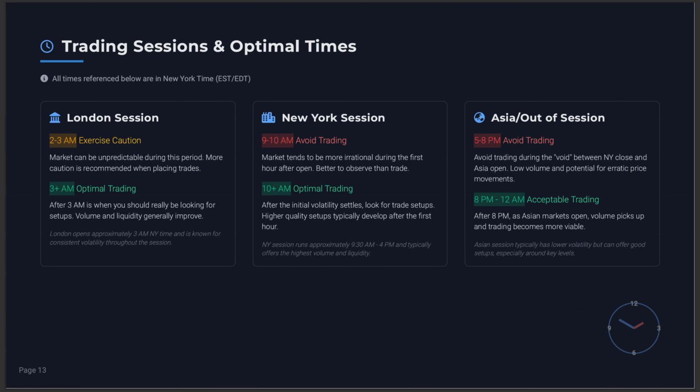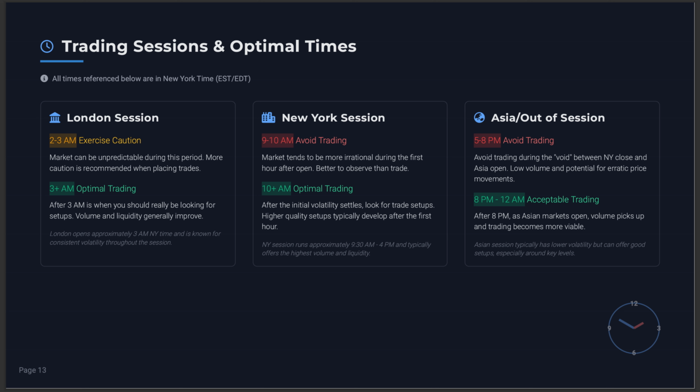One of the beautiful aspects of volume profile trading is its flexibility, but there are still optimal times to trade for better results. Let me share the timing insights from the strategy. For the London session, I tend to stay out between 2–3 a.m. New York time. The market can be a bit more unpredictable during this hour. After 3 a.m. is when I really start looking for setups. The London session offers good opportunities, but you want to avoid that early transitional period.